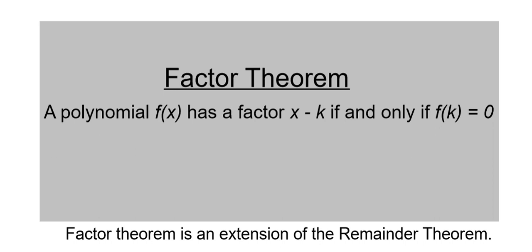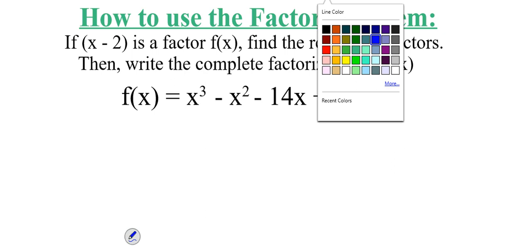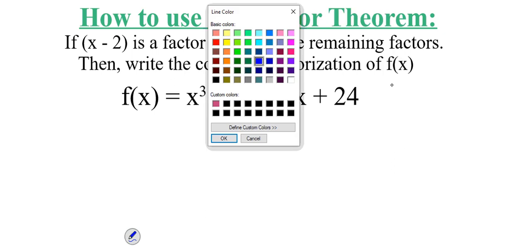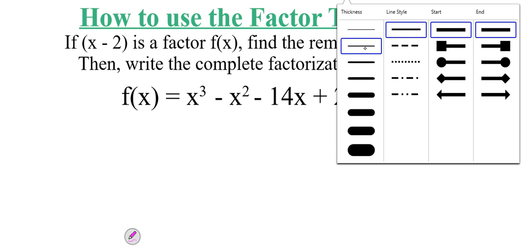And we're going to use the factor theorem today. And so there we go. How to use the factor theorem. It says if x minus 2 is a factor of this function, then use it to find the remaining factors. When you have found the remaining factors, write the complete factorization of f of x. This is a couple different parts, so stay with us. I'm going to pick pink for this. We just never use, how about magenta, kind of. That looks so good. And let's make it a little bit easier to read.